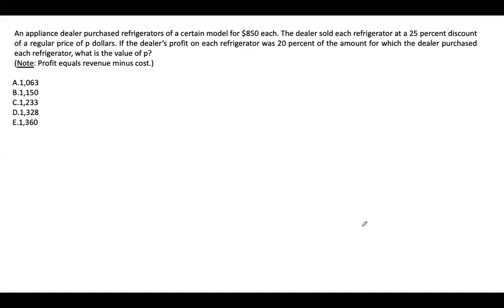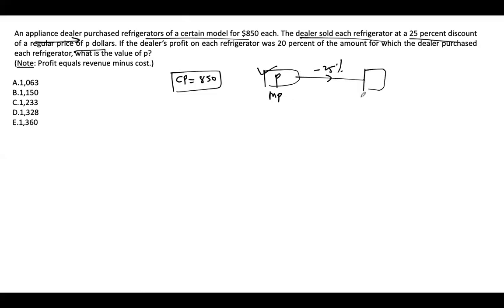Sir, I'm not able to understand the question somehow. The answer that I got is not even in the options. Whatever, explain the question first. An appliance dealer purchased refrigerators of a certain model for $850 each. And the dealer sold each refrigerator at a 25% discount of a regular price of P dollars. So this is your mark price and 25% discount. This was your selling price.